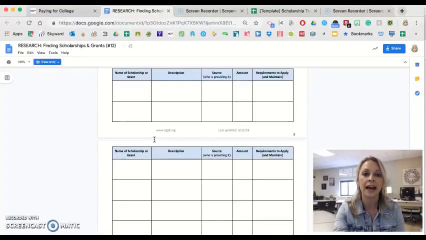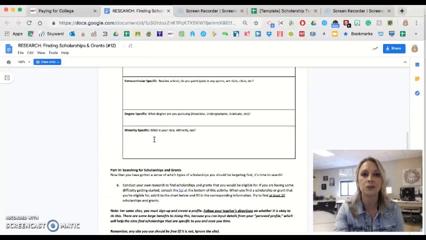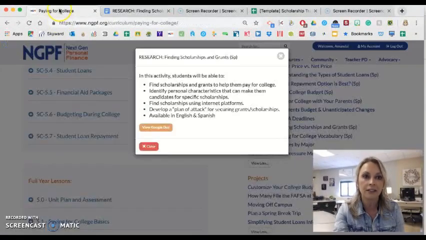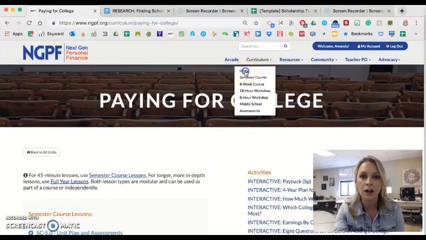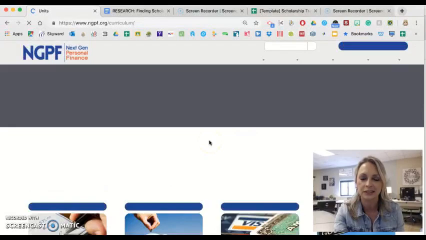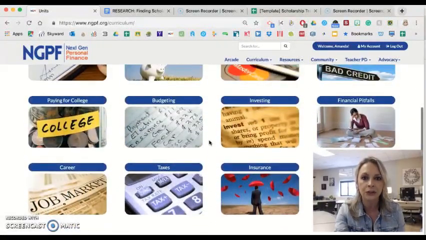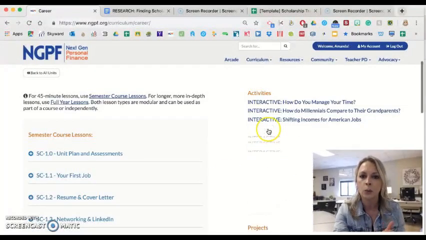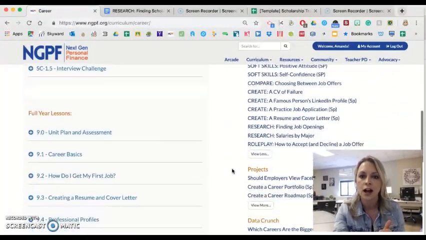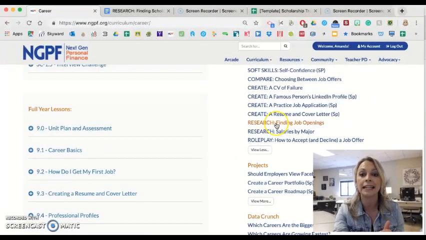The other teacher tip I have is, what if you have a student who's not going to college? Not every student has that as their path, which I completely understand. NGPF has another activity, and I'm back on the NGPF website. Under units, I tend to go through their units to find the activities. In their career unit, they have a similar activity called Research, Finding Job Openings.